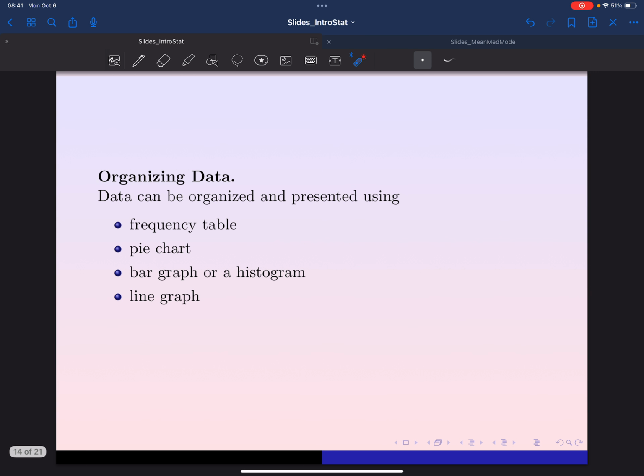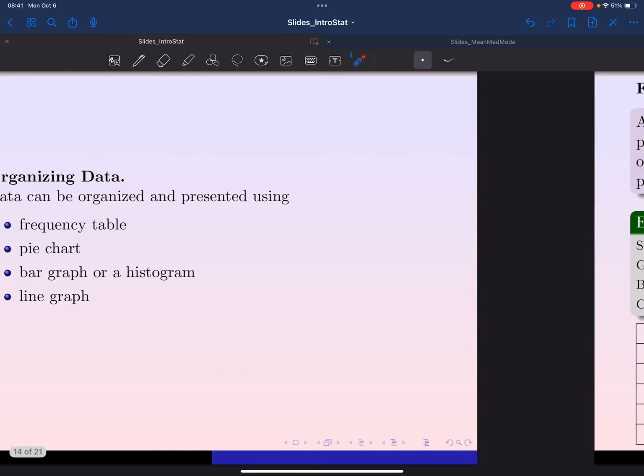Now, to organize data, we need to be able to present it. The data can be presented using a frequency table, pie chart, bar graph, histogram, line graph, or other ways to present data. We will learn about all four here.